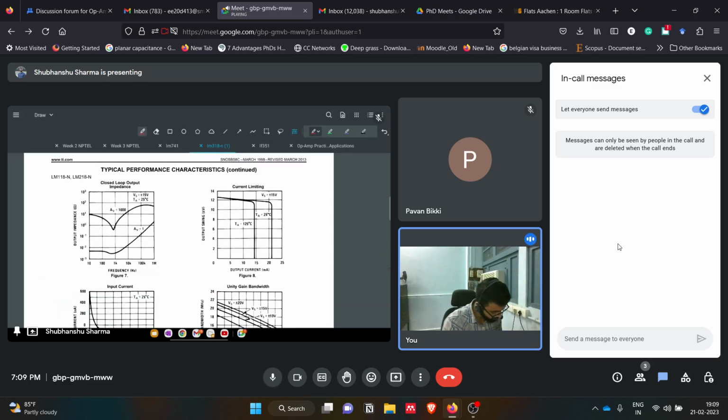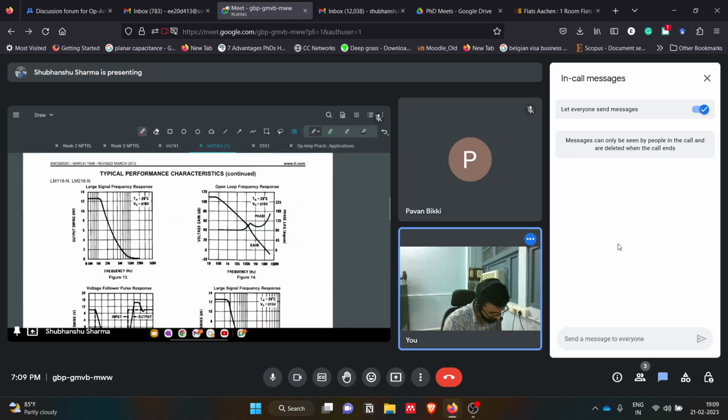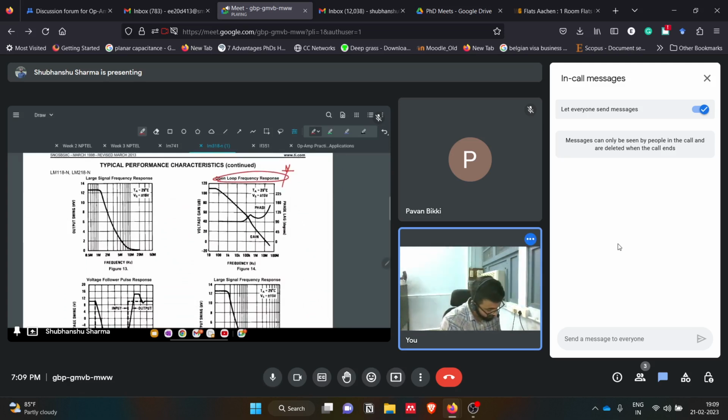Then one more important thing was there, open loop voltage gain versus frequency. This is also a very important characteristic. Normally we go for small signal analysis. If we see here, this is frequency, and as the frequency keeps changing, the gain keeps decreasing.